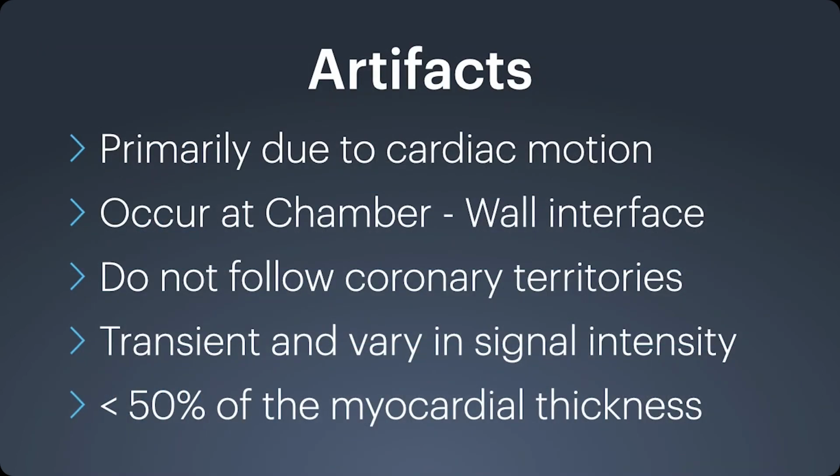Well, what about artifacts? Most artifacts on stress MR are due to cardiac motion, and they occur at the chamber wall myocardial interface. And they typically don't adhere to coronary artery territories. They can be transient and vary in signal intensity throughout the exam. And it's, again, usually not transmural. It's going to be less than 50% of the myocardial thickness.